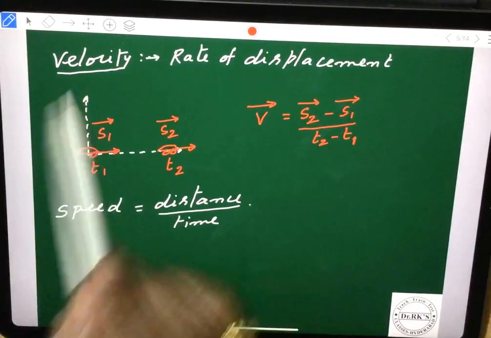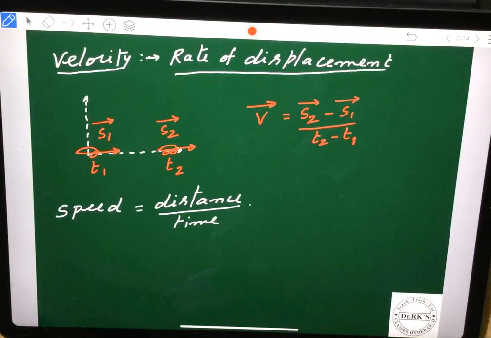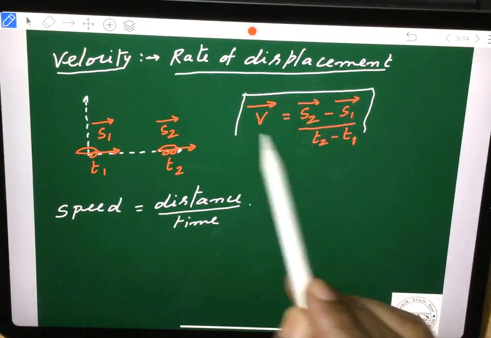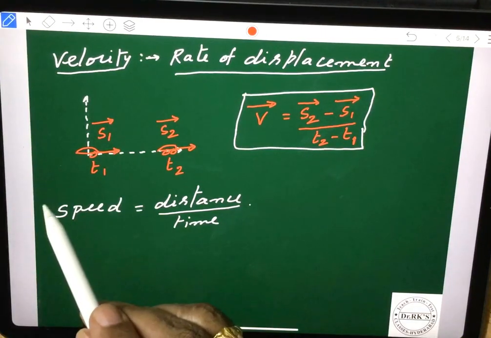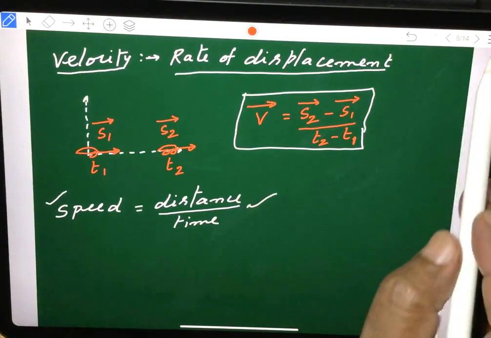Next, velocity. The rate of change in position with respect to time, or simply rate of displacement, is called velocity. That is (s2 minus s1) by (t2 minus t1). Whereas speed is the distance divided by time. Speed is a scalar quantity, velocity is a vector quantity.